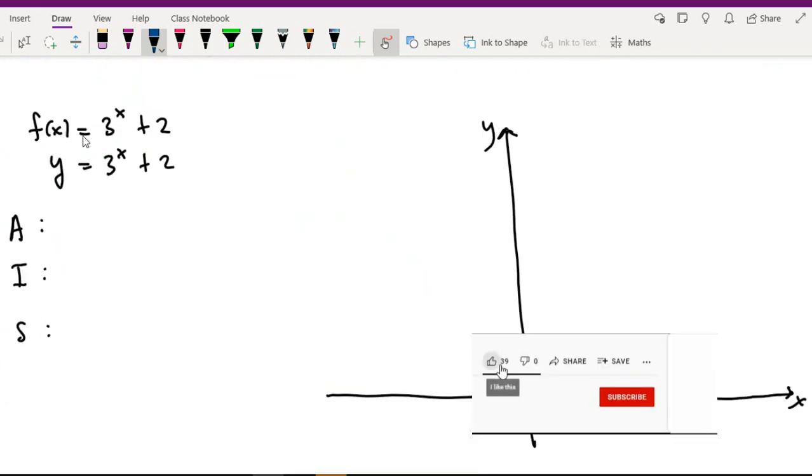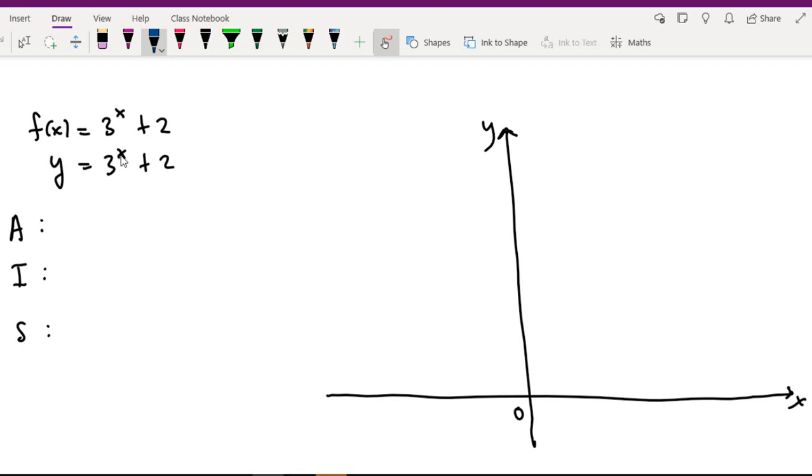Let's say the function is 3 power x plus 2. This is considered an exponential function. Change to y equals 3 power x plus 2. So the asymptote is y equals 2. For the intercept point, when x is equal to 0, substitute 0: 3 power 0 is 1, 1 plus 2, y is equal to 3. So the point is (0, 3).